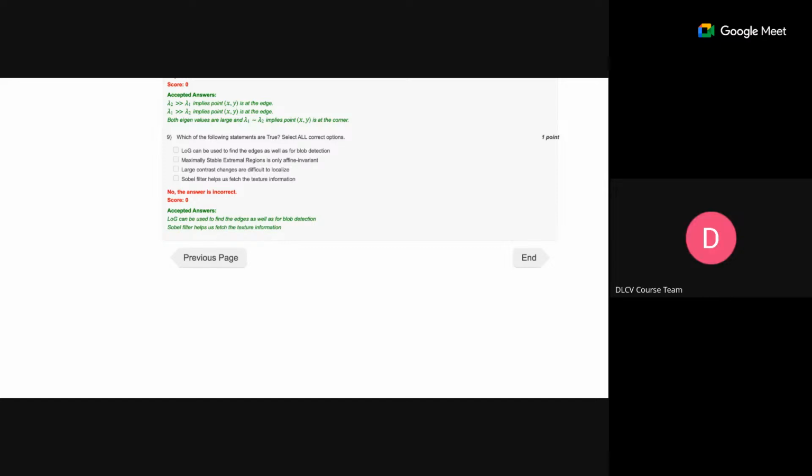What else was there, Mehak? The second point? Maximally stable extremal regions are only affine invariant. That is not true, right? We just discussed that. So, what does this mean? Maximally stable extremal regions. I think it was part of SIFT, right? Yes, sir.